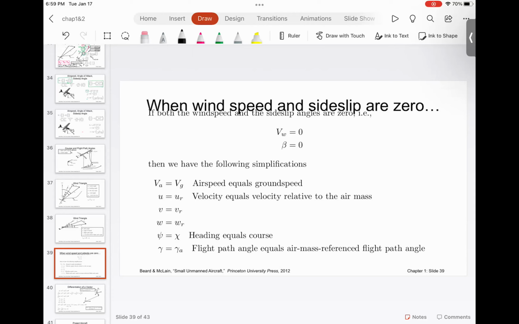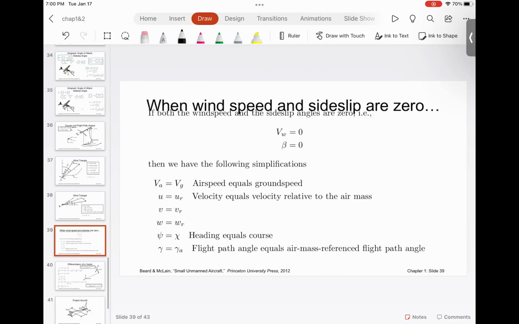So the key takeaway from this chapter is I want you to understand the different frames. What do we mean by angle of attack? What is the meaning of side slip angle? The relationship between air velocity, ground velocity, and wind velocity. And then we will use all this information to derive the equation of motion, and then we will integrate numerically that equation of motion. Okay, any questions? The next part is the differentiation of vector.